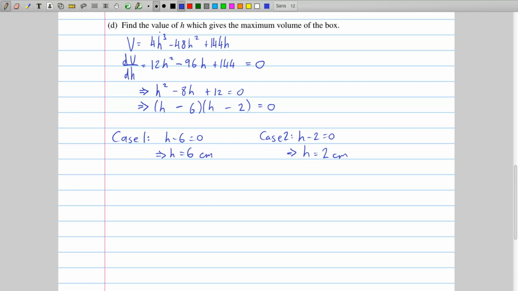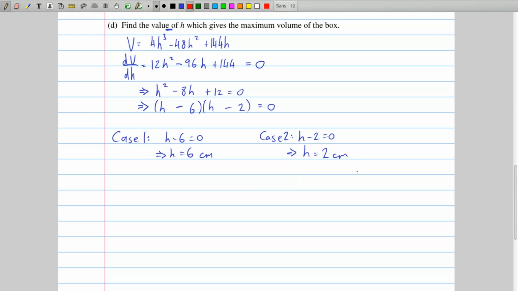Now the question asks us for a single value. They will pretty much always tell you when you're supposed to have more than one answer. They'll tell you values with an S rather than value. So we have to eliminate one of these somehow. And the way we do that is we have to look at the original dimensions of the box and say, is there some reason that this box can't exist with the given measurements? Or is it possible that maybe one of these will give the minimum volume? Because remember, maximum, minimum, you find them pretty much the same way.